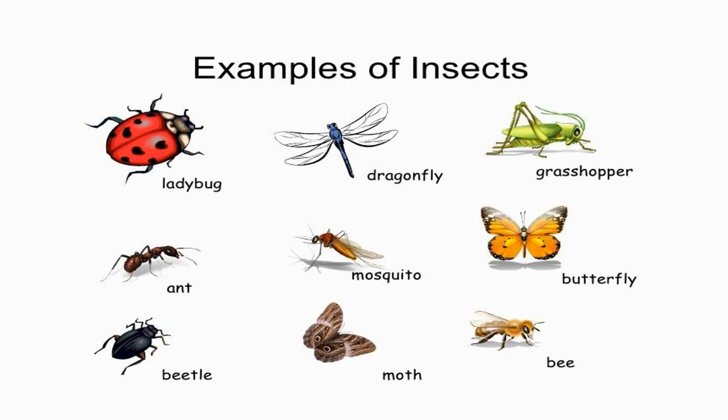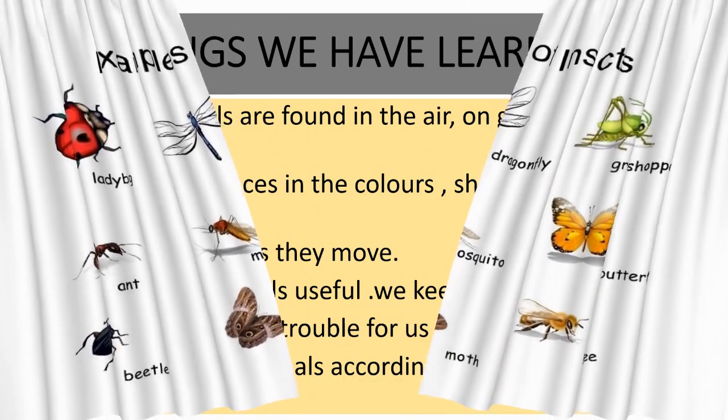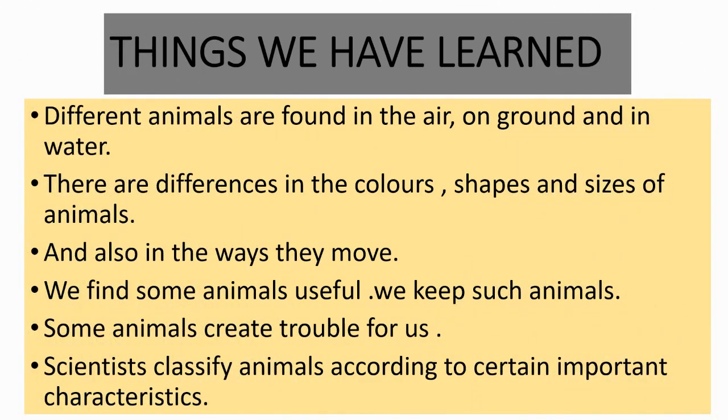So now, let's take a recap and see what we have learned throughout our lesson. Things which we have learned. Different animals are found in the air, on the ground, and in water. There are differences in colors, shapes, and sizes of animals, and also in the ways they move.